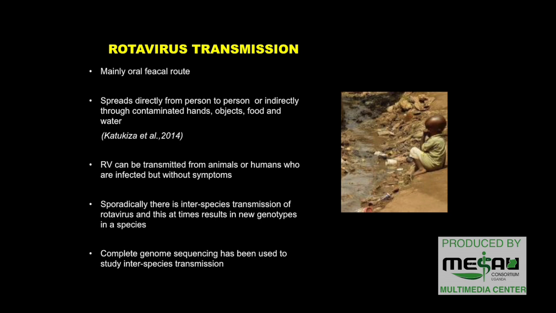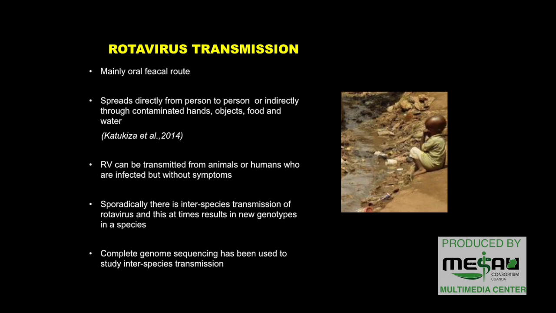The main route of transmission of rotaviruses is orofecal, and it can be transmitted from animals to humans. It can be transmitted either directly or indirectly from contaminated objects and hands. Sometimes we get transmission of rotaviruses from people who are not infected or animals that don't have symptoms. Then they transmit to other people, although they don't have symptoms.